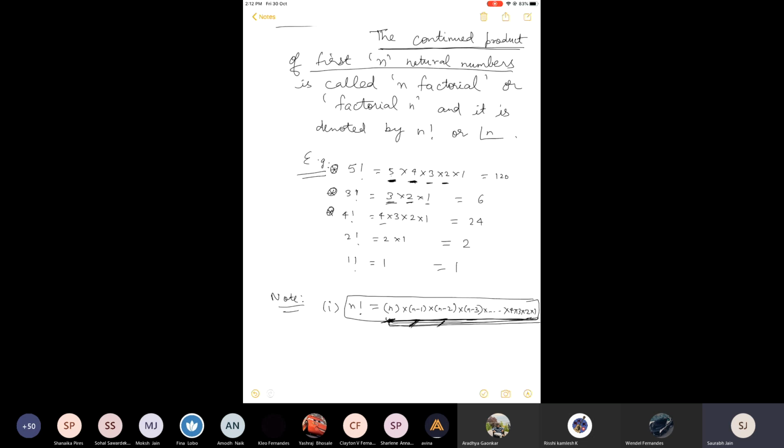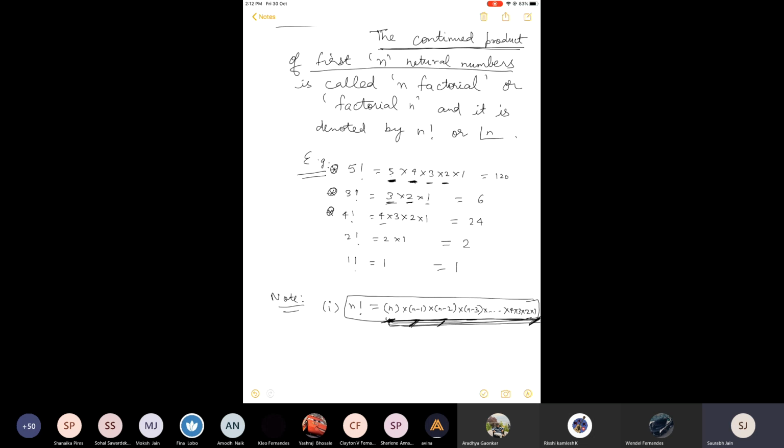Now you can't go on writing it like this, because after n minus 3 I have written and so on. If you want to write, what will you write after n minus 3? n minus 4, then n minus 5. But there will be no end basically. You cannot go on writing it like this. Somewhere you have to stop. So where do you stop? You stop at 1.